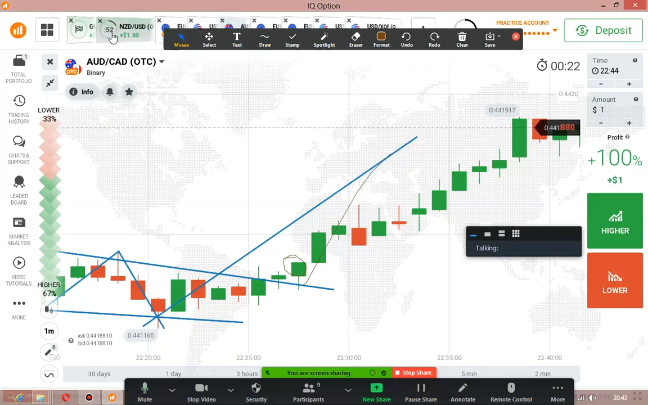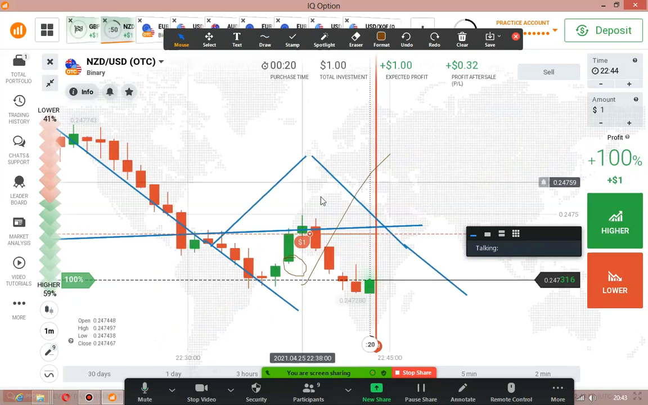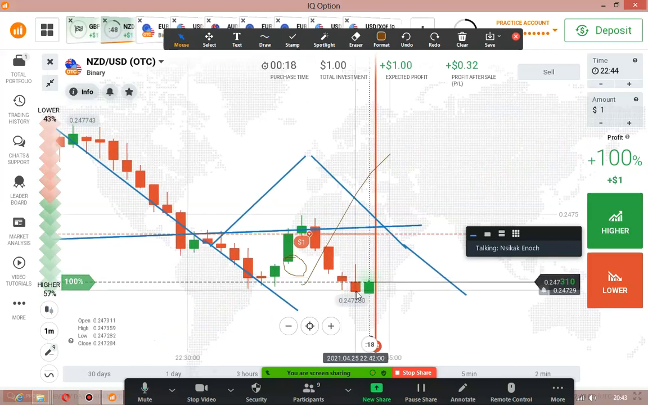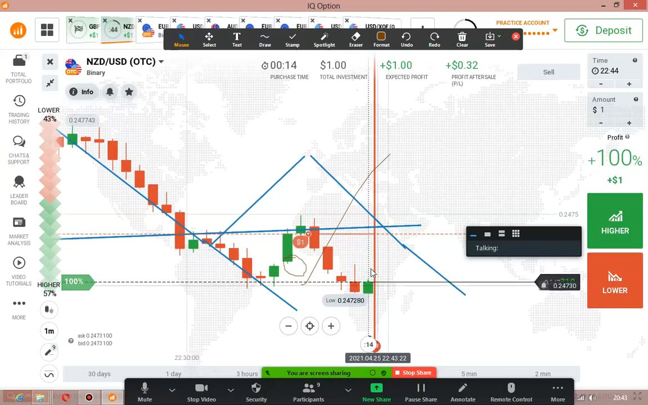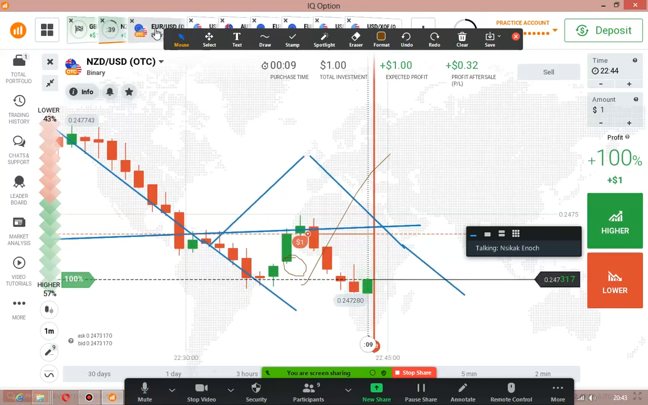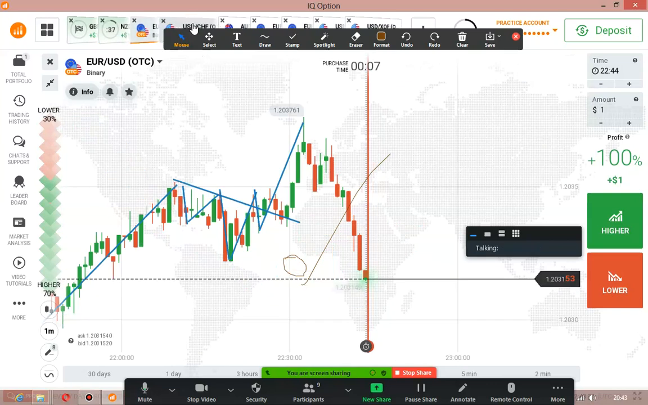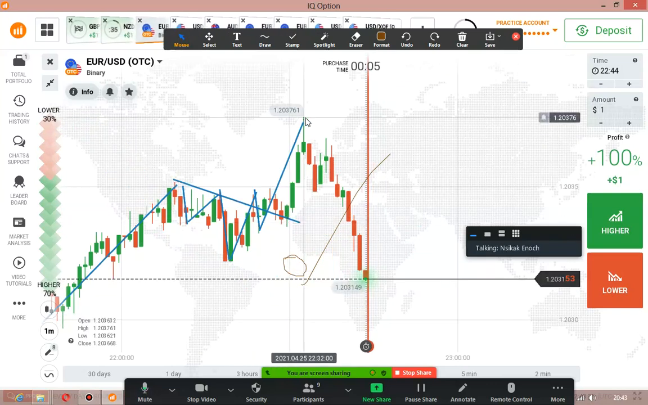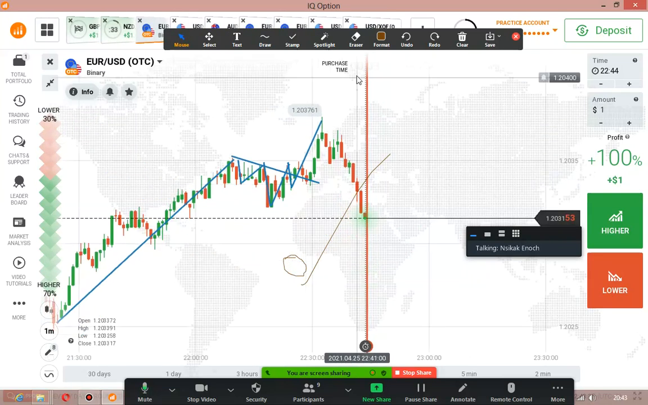I think, okay, this one, two, three, four, five. Okay, this is the last. I think this is the last one. That is a 5 minute candle, a 5 minute expiry time. This one only lasts for a while. So we know the market will go up continuously.